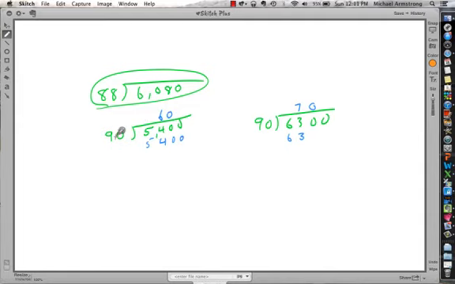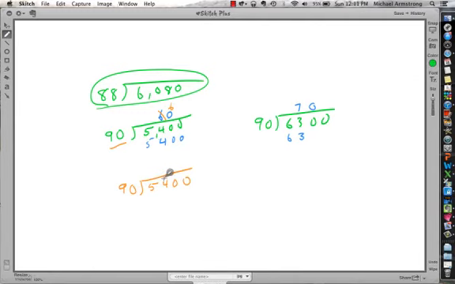I did 6 times 9 is 54, but really what I have is not 6 times 9, I have 6 times 90, which would be 540. So I really should have started with the 6 here, not here. So if I did that again, and I think it would start making more sense to you if you see it the right way.